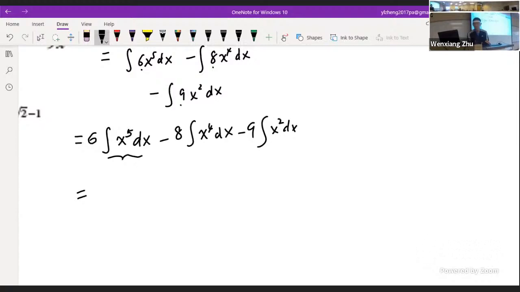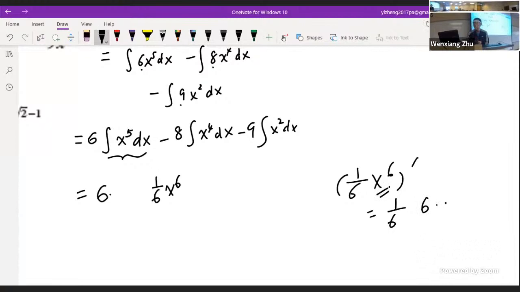So 6 will stay the same. I'm going to increase the power of 5 by 1. And now don't forget, you always want to multiply by the reciprocal of that power. The reason you want to do that is because if you take the derivative of this function, you do need that 1/6, because when you do the derivative, you have an extra 6 coming down here, and that 6 cancels with that 6. That's how you recover x to the fifth, right? So it's important you have this constant there.